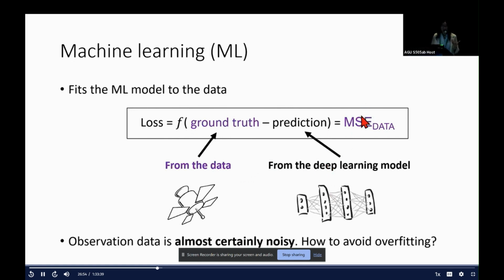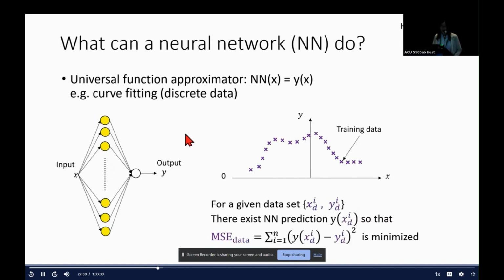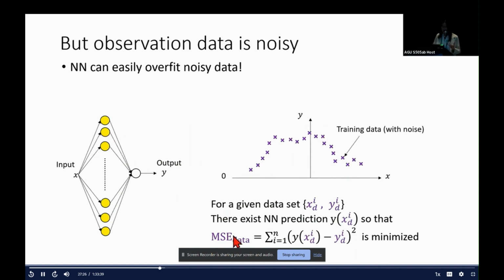However, if the data is noisy, it is very easy to overfit the noise in the data. So to illustrate this, here is a simple neural network. A neural network is nothing more than a model of the output parameter y as a function of the input parameter x. So we have some training data y as a function of x. And when we train a neural network to fit the observational data, the neural network finds a prediction that minimizes the cost function, which can be defined as the mean square error between the prediction and the training data.